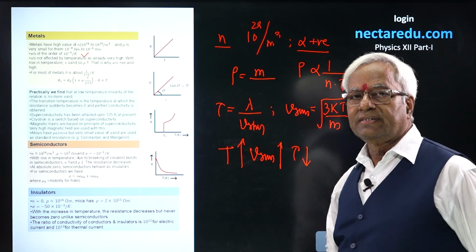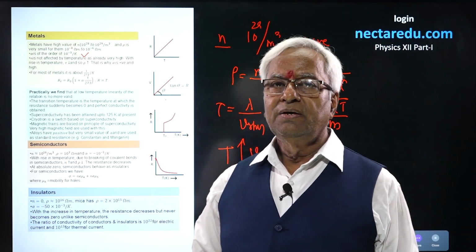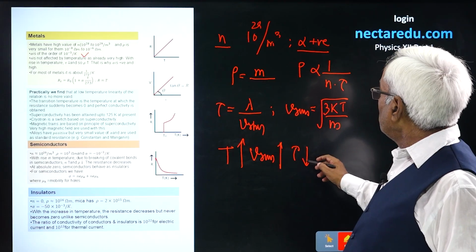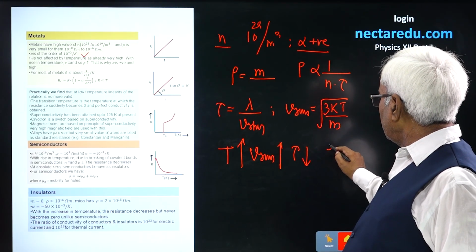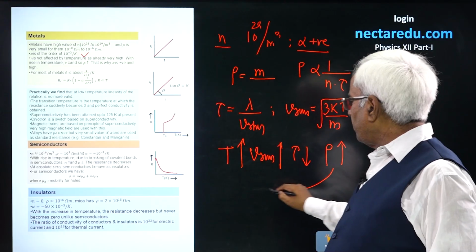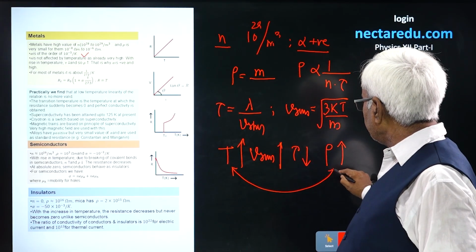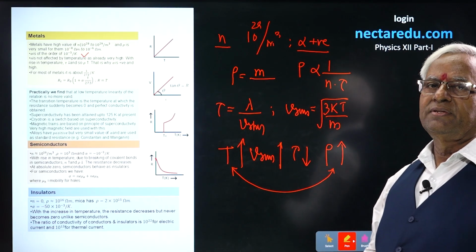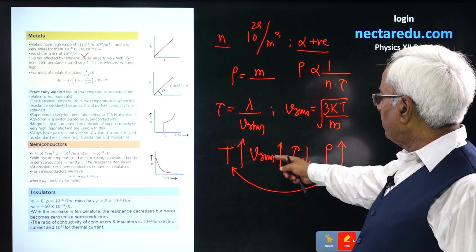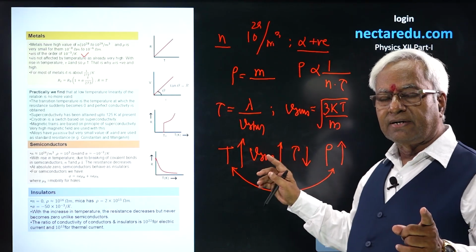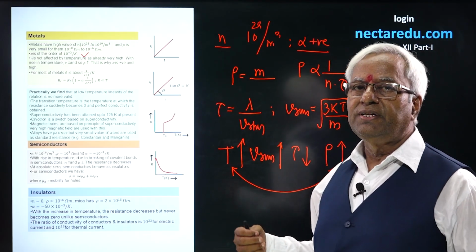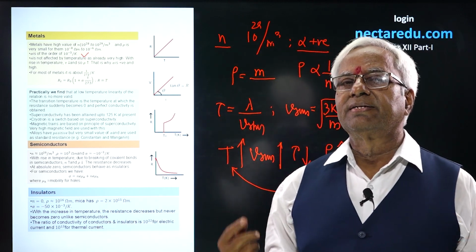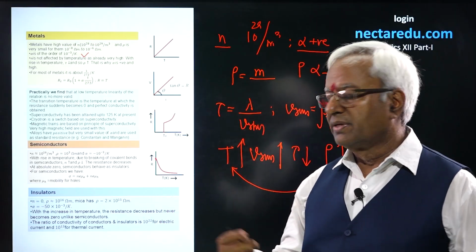Tau, that is relaxation time, is the time interval between two successive collisions of a free electron. When tau decreases, rho will increase. So if you combine the two results, increasing the temperature entails an increase in specific resistance. That's why it is said that alpha is positive for metals, confirming that when you increase the temperature, the specific resistance, or even the resistance of the metal, increases.